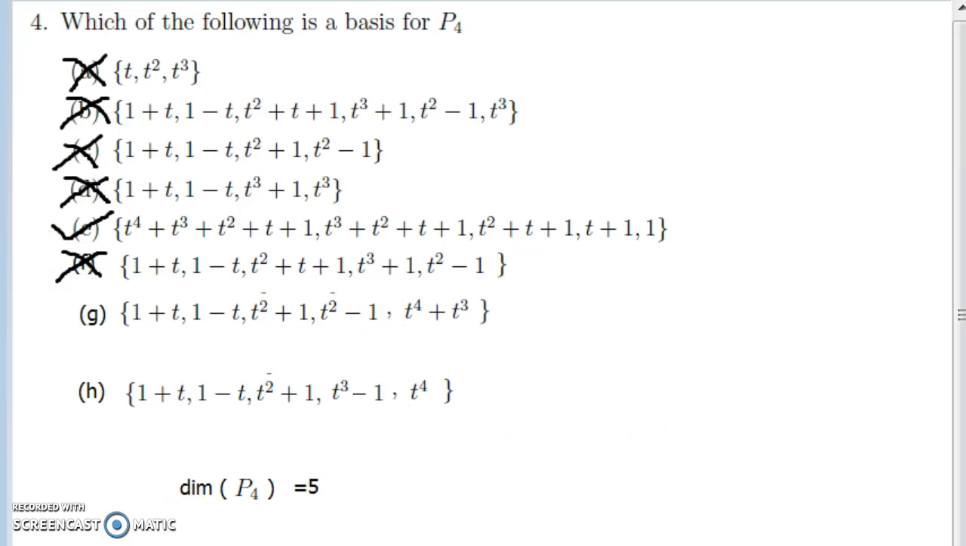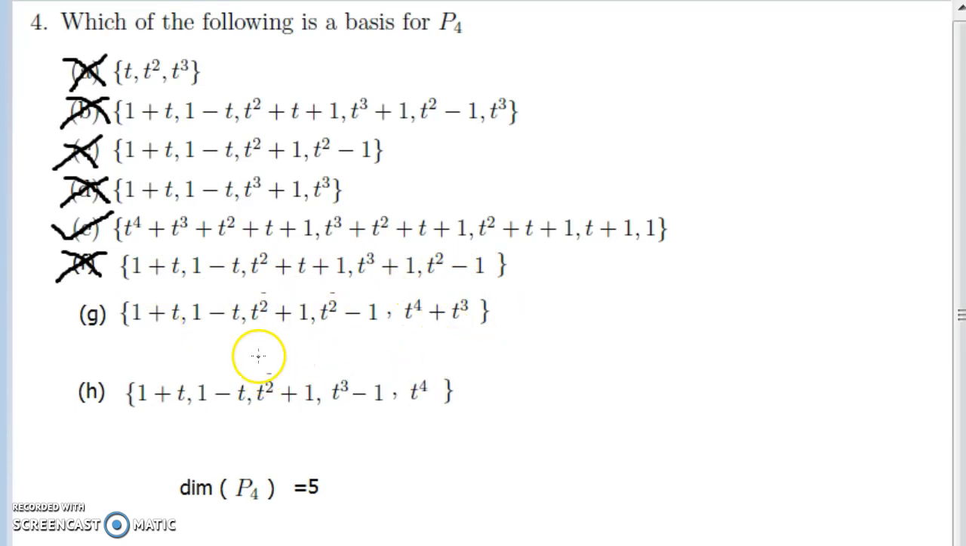And remember what it means to be a basis. To be a basis means that firstly, it has to span the vector space, and secondly, the vectors have to be linearly independent. Because we have the extra information that the dimension must be 5, this set is probably linearly dependent. Yes, because it has the right number of elements, but it's not a basis since it's linearly dependent.